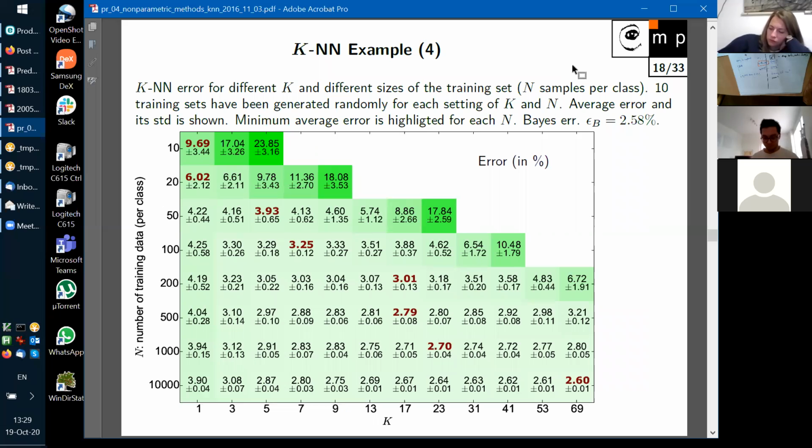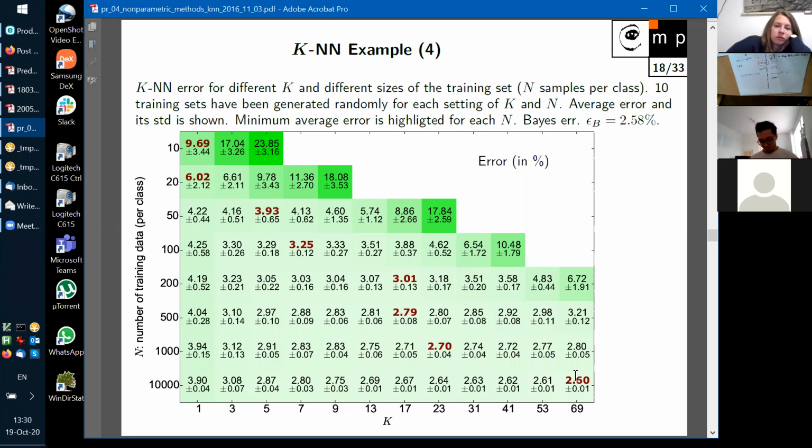If we look at the whole table, we see that for 1,000 points and 69 neighbors, we are very, very close to the optimal result. You see, we had to be more precise here. The Bayesian error is 2.56 and we get to 2.6.